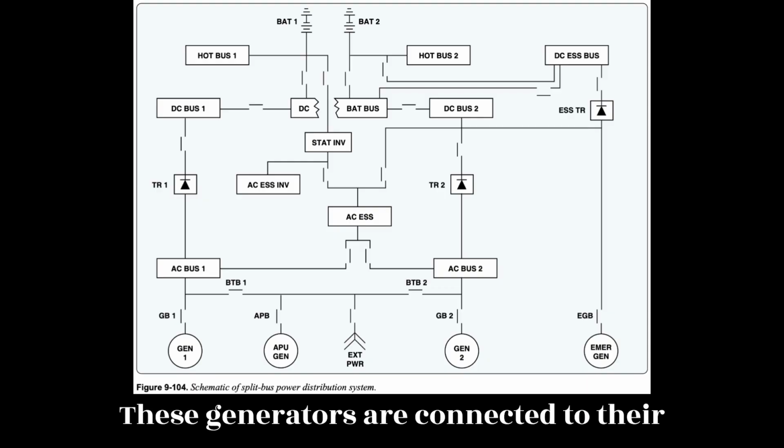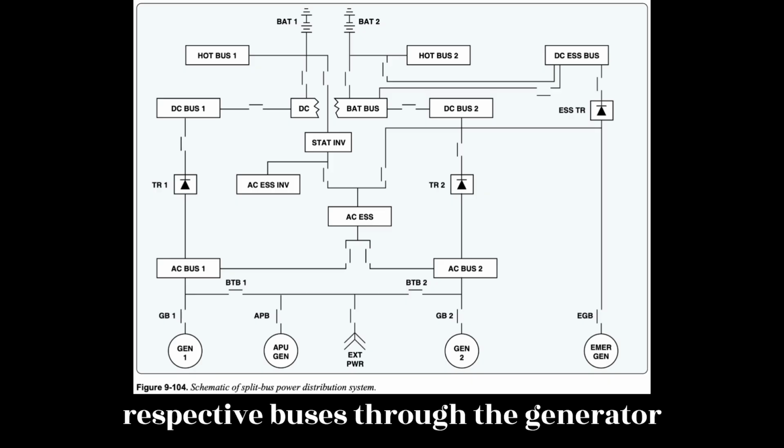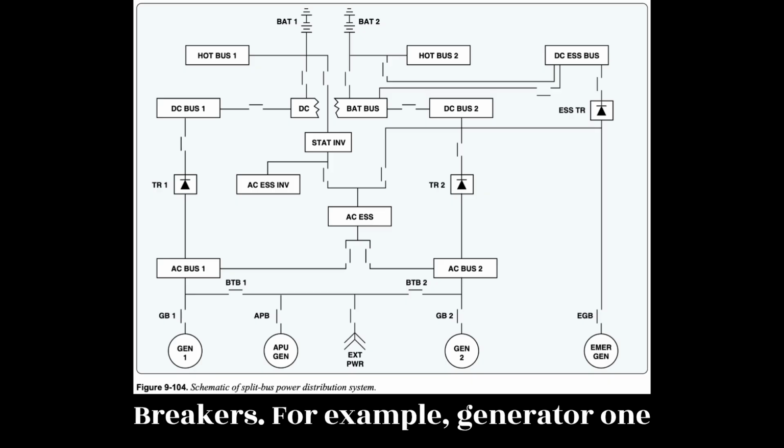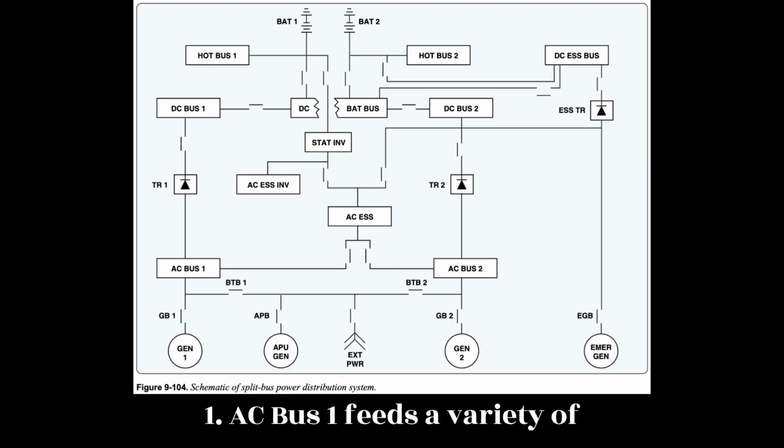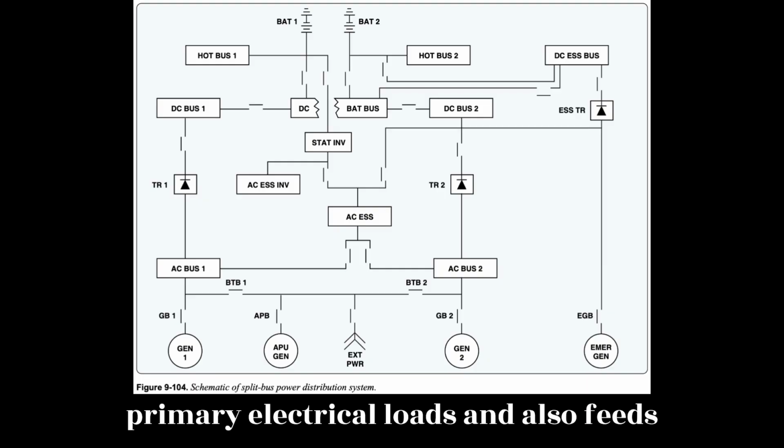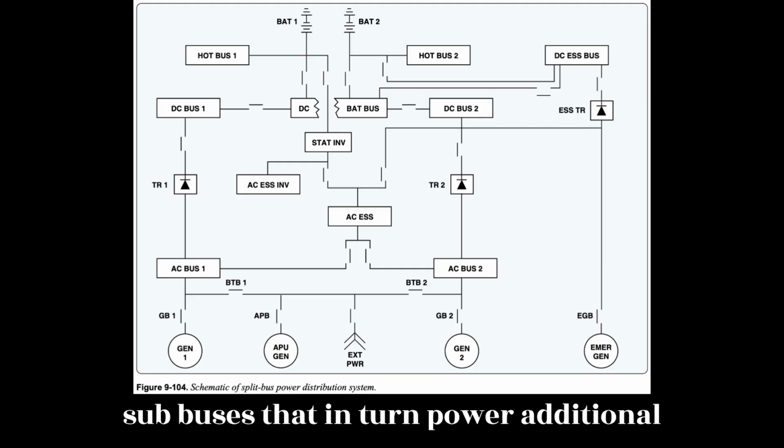These generators are connected to their respective buses through the generator breakers. For example, Generator 1 sends current through GB1 to AC Bus 1. AC Bus 1 feeds a variety of primary electrical loads, and also feeds sub-buses that in turn power additional loads.